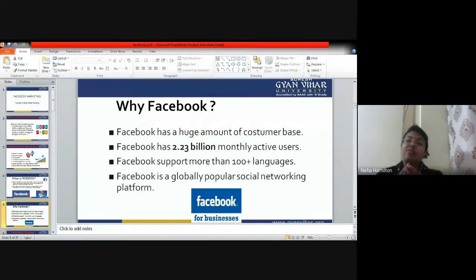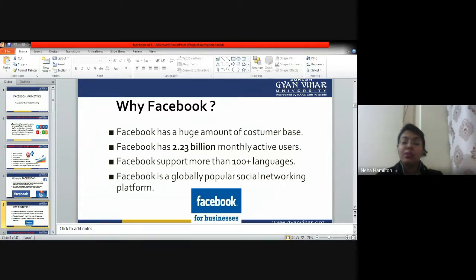For example, if you are making an ad campaign for South Indians or for the people who are Tamilians, it's better to choose Tamil as a language. They will understand that language more. They will be more comfortable in that language, right? So the language option is a very important feature of Facebook that is supported, that is not available in other social media platforms. Another thing is Facebook is a globally popular social networking platform.